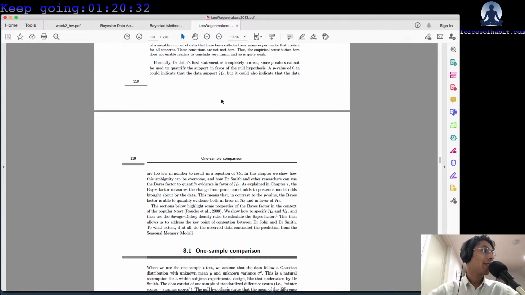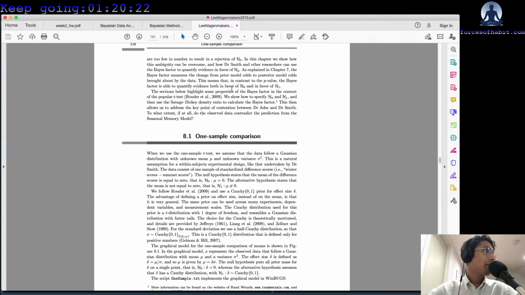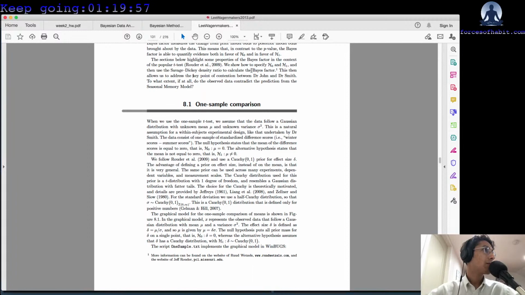So in this section, then, we're gonna do something like this. This section highlights some of the properties of Bayes factor in the context of the popular t-test. We're gonna specify the null and the alternative hypothesis, and then we're gonna use the ratio calculation to calculate Bayes factors from the Savage-Dickey method we talked about last chapter. So we're going to be able to answer the question specifically: to the extent that the data contradict the prediction of the model that Dr. John proposed. So let's see if Dr. Smith is right. One sample comparisons.